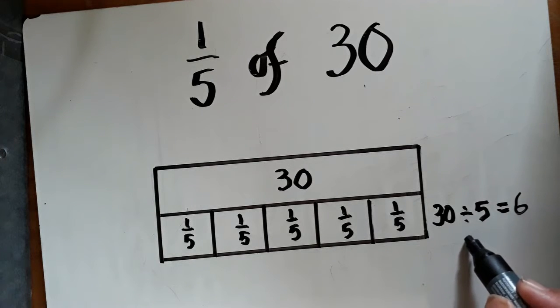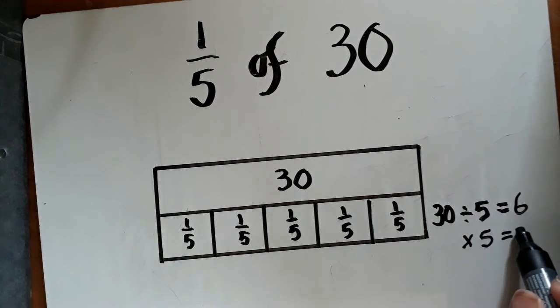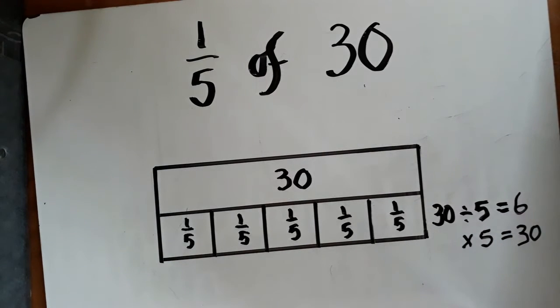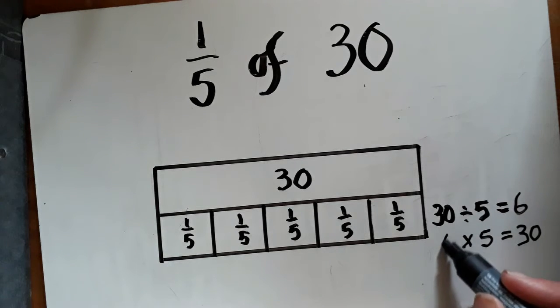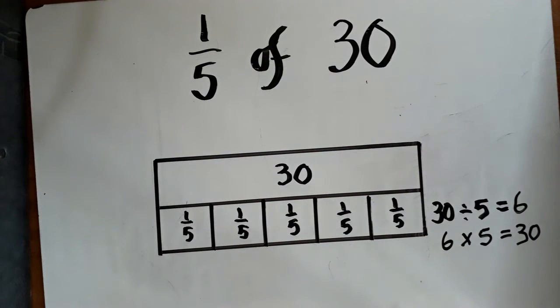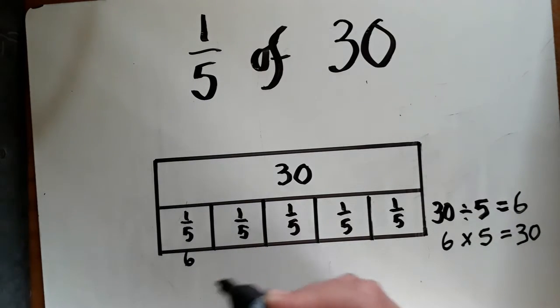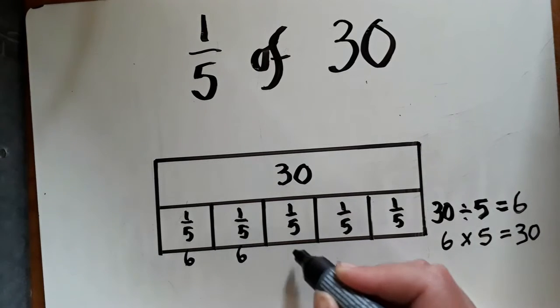So that would look like something multiplied by 5 is 30, and then if we went up in our 5 times table, we would get 6 times 5 is 30. So that means that each of these fifths is worth 6.